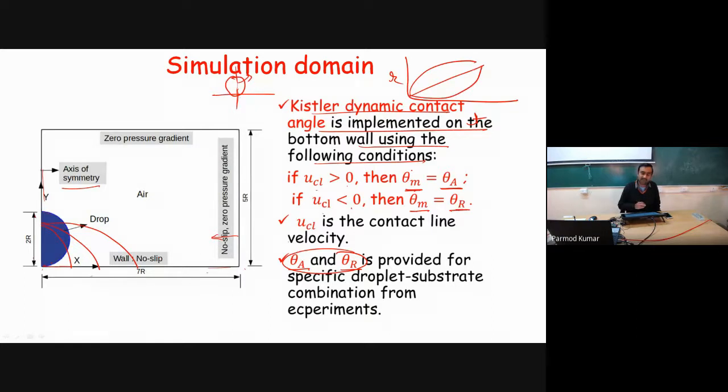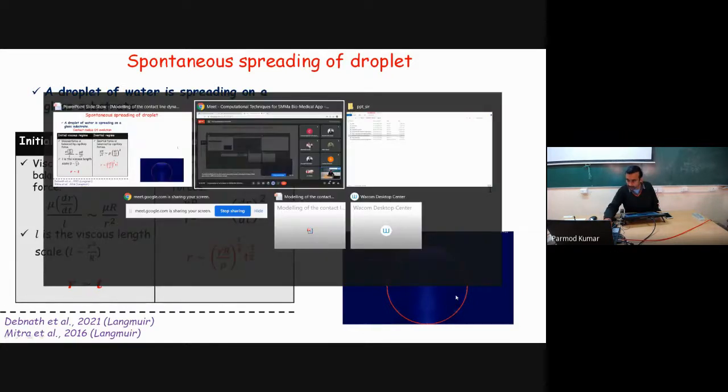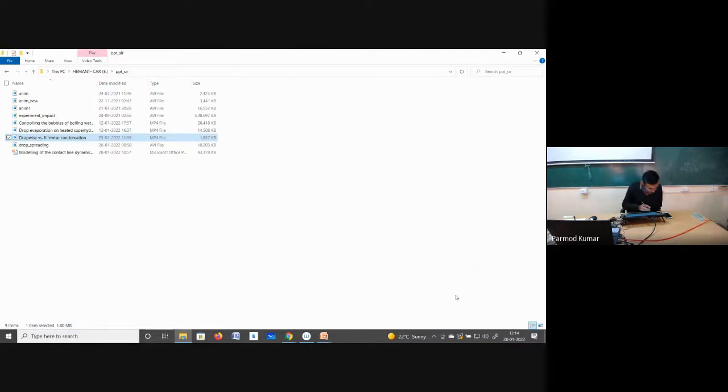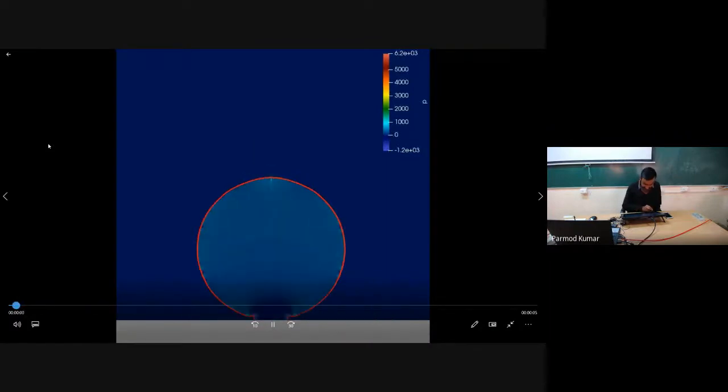Which of the paths this r versus t is taking, that is what we are trying to determine here. So here let me show you the simulation video. This is the detailed spreading simulation video. So let me show you. So you can see this is how the drop is spreading.